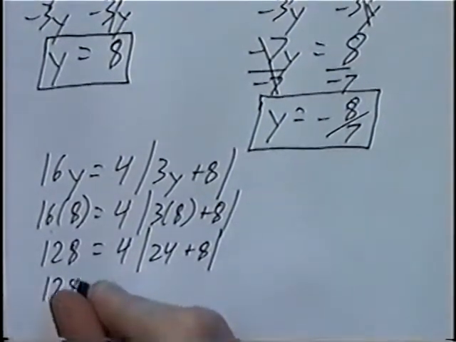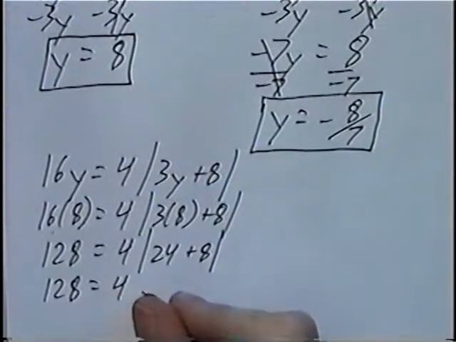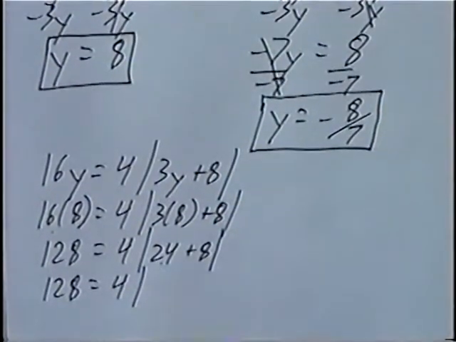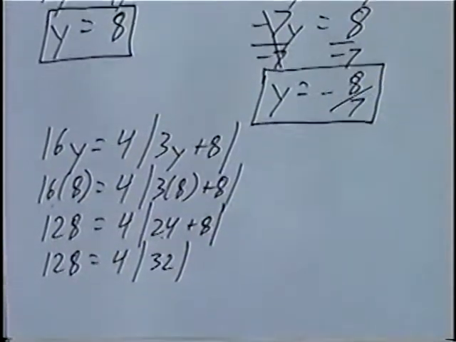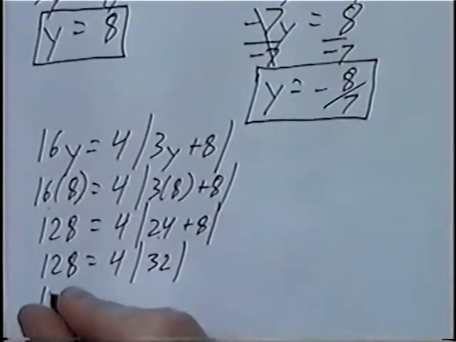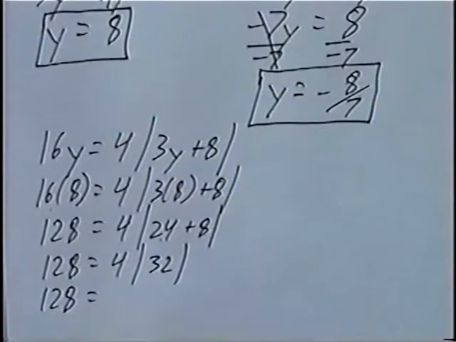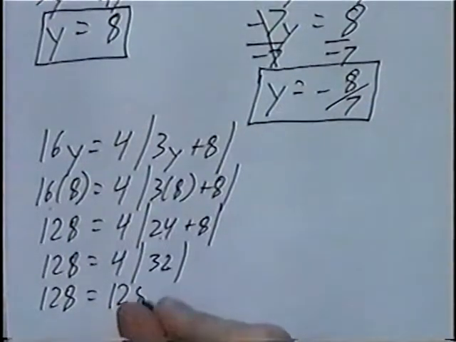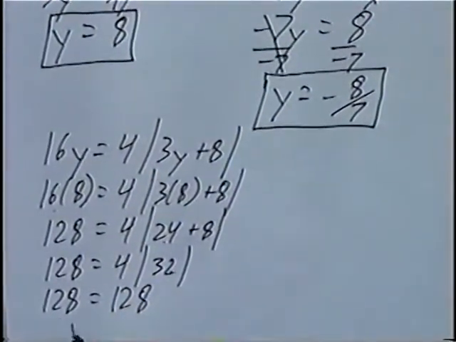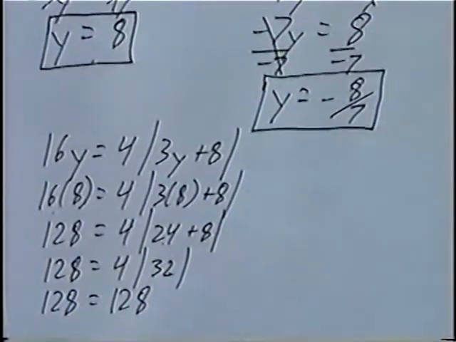128 stays the same. 4 would stay the same. 24 plus 8 would be 32. And 128 equals, the absolute value of 32 would still be 32, and times 4 is 128. 128 equals 128, which is true, which means this answer, y equals 8, does work and is a correct solution.